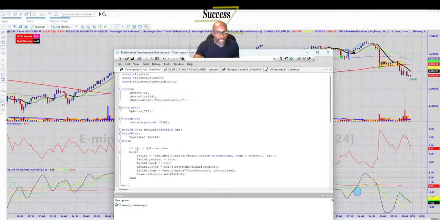And then if text equals up arrow, then text label, you're going to create your label, and then you're going to do the color, and then you're going to do the font.create. You're going to use TradeStation arrow size. Okay, so that's the size. This is the font name. So pretty much we just need to use this.